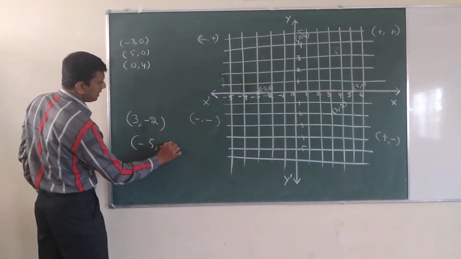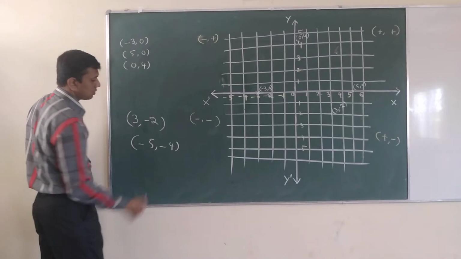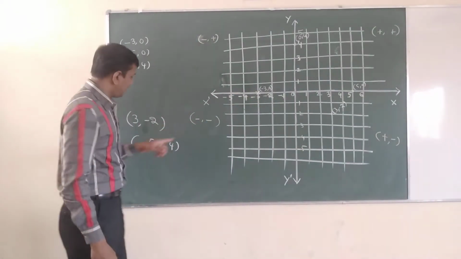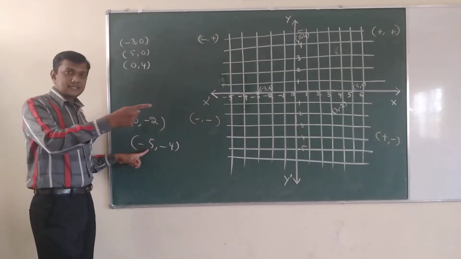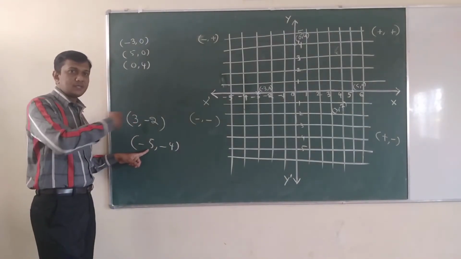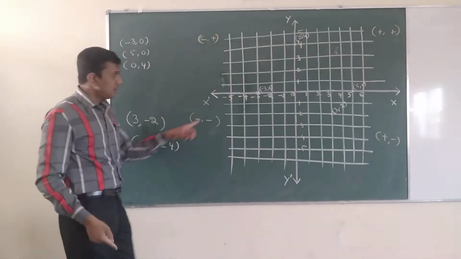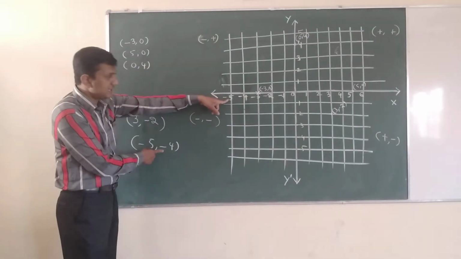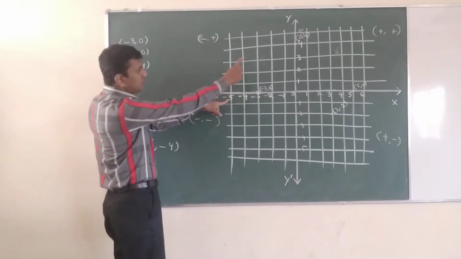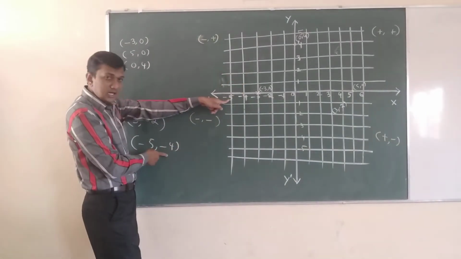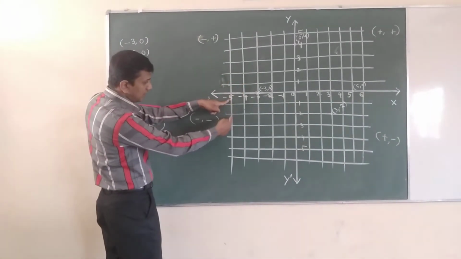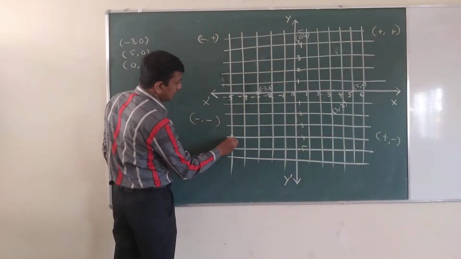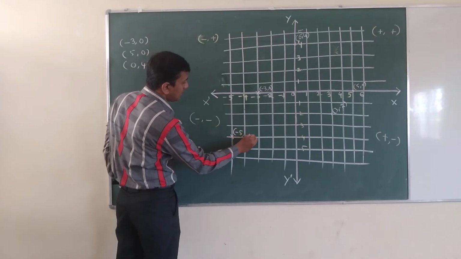Let us take one more point. Minus 5 comma minus 4. Where is minus 5 here? Minus 5 in the sense the x coordinate should be seen on the horizontal line. Minus 5 to minus 4. Where will minus 4 be? On the y-axis. That means you have to come below. Here, minus 4. So this should be the point.